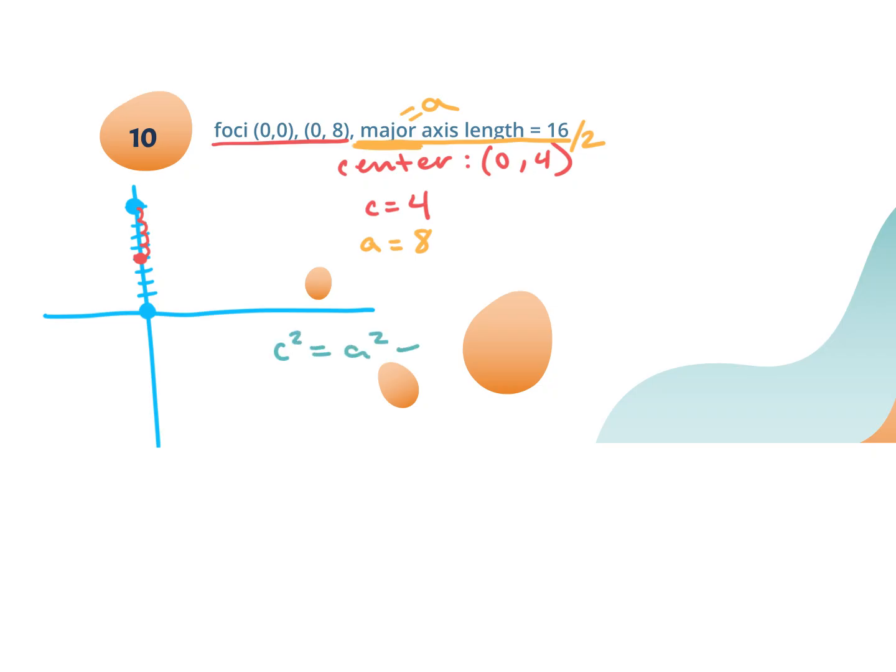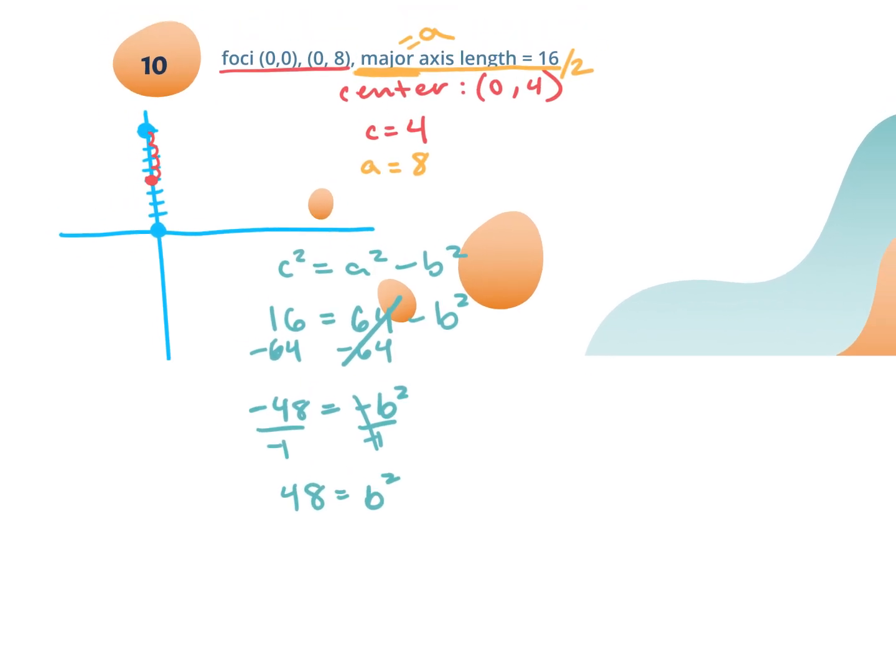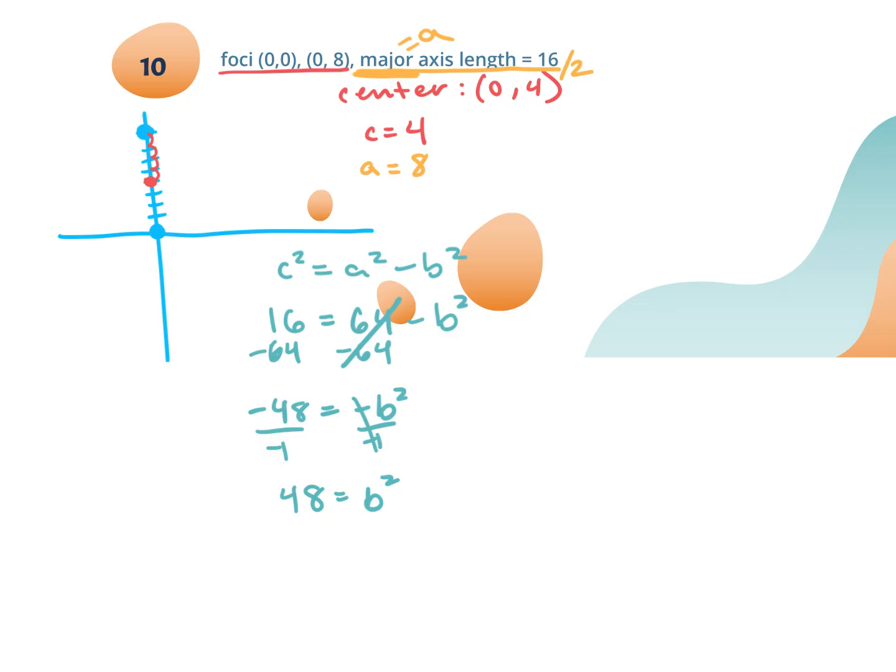C squared equals A squared minus B squared. So C squared would be 16 equals A squared is 64 minus B squared. So subtract 64 would give us negative 48 is equal to negative B squared. Divide by negative 1. So 48 is equal to B squared. Now it doesn't really matter what just B is because B squared is what gets plugged in.